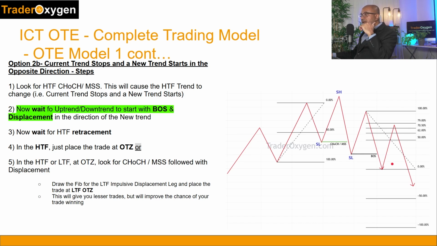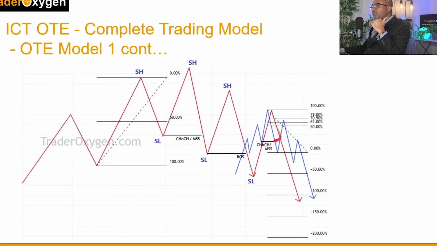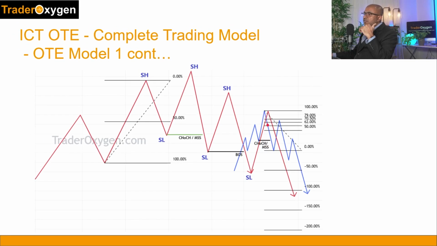And then there's a final variation for this where you can add extra confluence by going to the lower time frame. In that, without just placing the sell limit order, you go to the lower time frame, the blue color line, and then wait for a change of character or market structure shift in the lower time frame. And once you see that, for that impulsive price leg in the lower time frame, that blue color leg, you draw the fib from this swing high to this swing low, and wait for the lower time frame price to retrace into the optimal trade zone in the lower time frame dealing range.